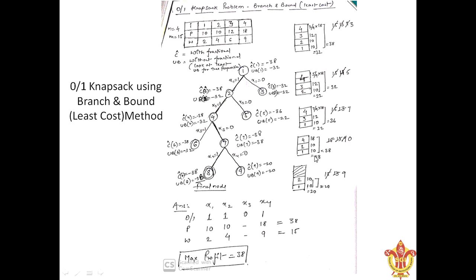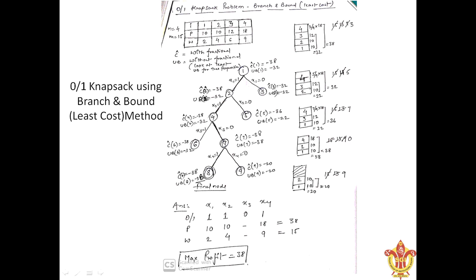So we have included all the things. The cost and the upper bound will remain the same, that is 38 and 38. There is no fractional part, so the profit is directly going to be added. Okay, now see, we have got this one and we have got this one.